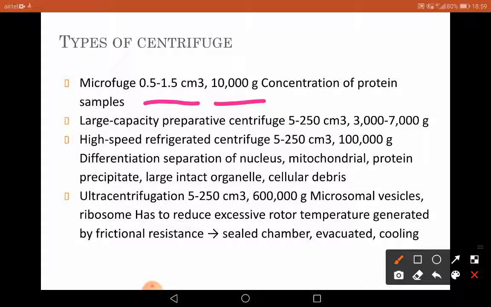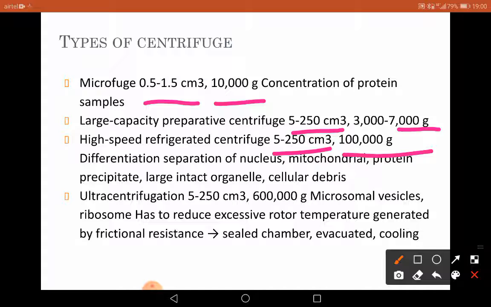Large capacity preparatory centrifuges. So here the speed is around 3000 to 7000 G, and they have the capacity of around 5 to 250 cm cube. High speed refrigerated centrifuges, 5 to 250 cm cube, and they can run up to 1 lakh. Different separation of nucleus, mitochondria, protein precipitate, large intact cell organelle, cell debris, we can get everything.